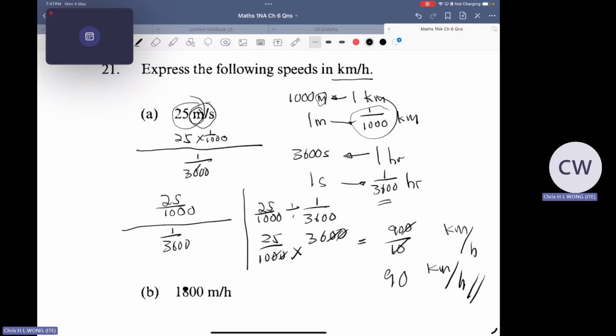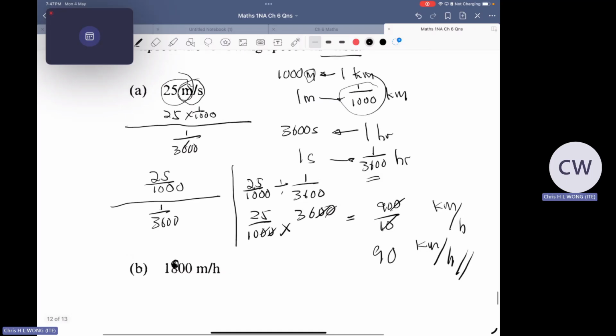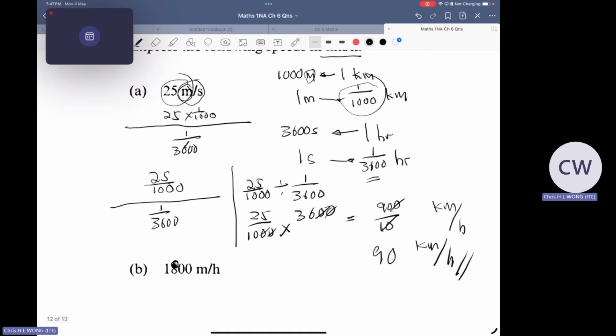So this is 1,800. I won't do this for you. Can you convert for me, please? Somebody give me the answer. When it comes to converting small to a larger unit, it's a bit more difficult, I tell you.